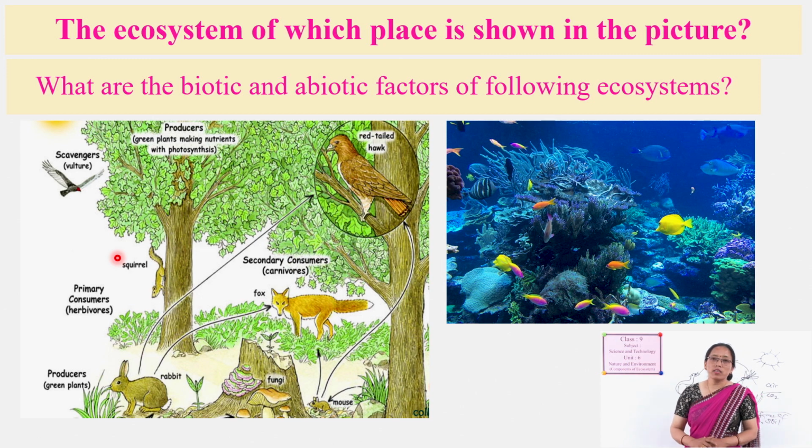Next one is, what are the types of ecosystem? Just now we have seen in the picture that some organisms are growing inside the water, some are growing on the land. Based on that, what type of ecosystem can we see? In this picture, what do you see? What are the biotic and abiotic factors of the following ecosystem? Can you see here? It is a land.